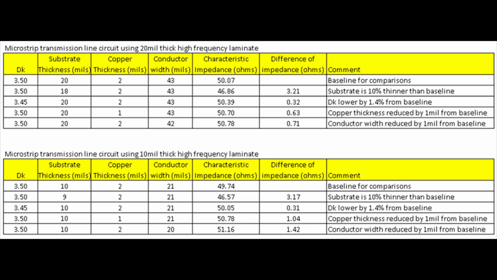So the tolerance of the substrate thickness is very important. It is the most important topic for impedance control. The next one would be the conductor width, and then after that would be the copper thickness. And finally, the dielectric constant tolerance. In this case, the material I'm using has a tolerance of plus or minus 0.05, which is considered very good for high-frequency materials, and you can see that it has the least impact on the impedance variation.